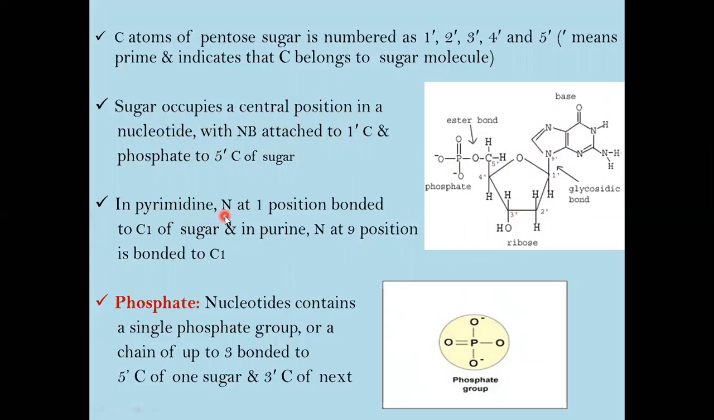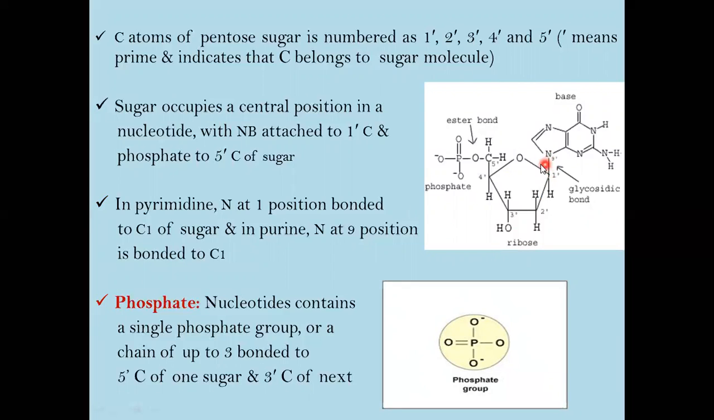In pyrimidine, nitrogen at 1 position is bonded to carbon 1 of the sugar, and in purine, nitrogen at 9 position is bonded to carbon 1 of the sugar. So you can see here, this is carbon 1 of the sugar, and this is a purine. So nitrogen at 9 is attached here to carbon 1 of the sugar in a bond known as glycosidic bond. And when a pyrimidine is present, it will bond with carbon 1 at nitrogen 1.